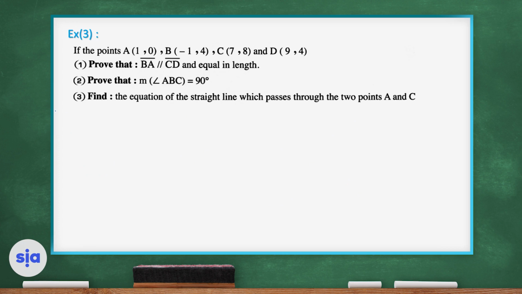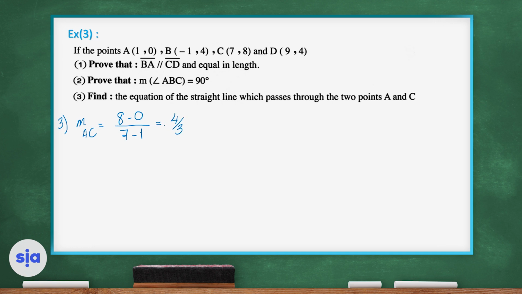In part number 3 in this question, the question wants us to find the equation of the straight line which passes through the 2 points A and C. In order to find the equation of a straight line, first of all, let's find the slope of line AC. The slope is y2 minus y1 over x2 minus x1. So here the slope is 4 over 3.